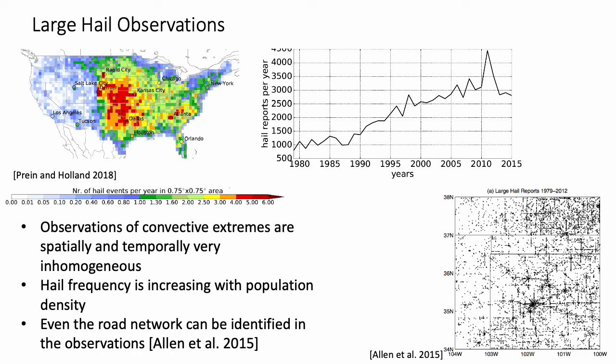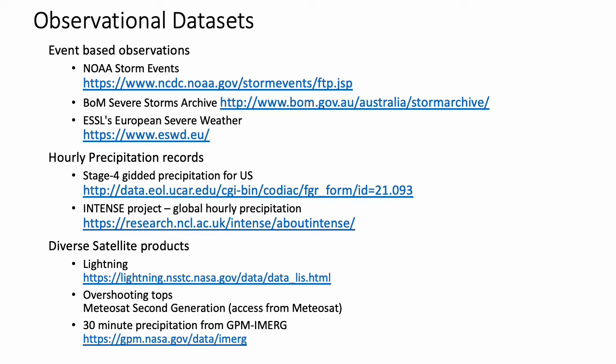Here are just a few references of datasets that you can look at to study convective extreme events from different perspectives. Go ahead and take a look at those if you're interested, and be aware of the deficiencies that I just mentioned.